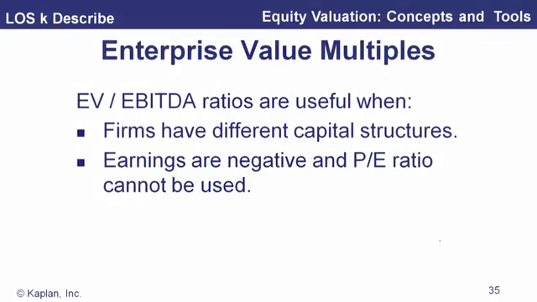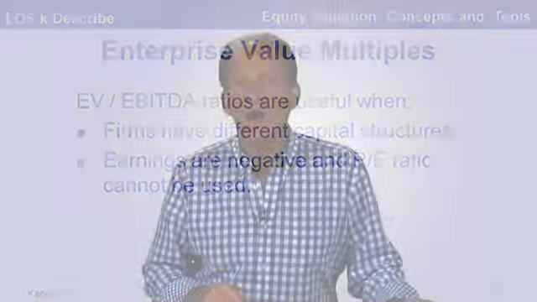And we can also use this when earnings are negative. When the PE ratio has negative earnings, well, it becomes negative and it also becomes kind of nonsensical and doesn't really fit our uses. So we can use this enterprise value multiple even for a firm that temporarily, we hope, has negative earnings per share.